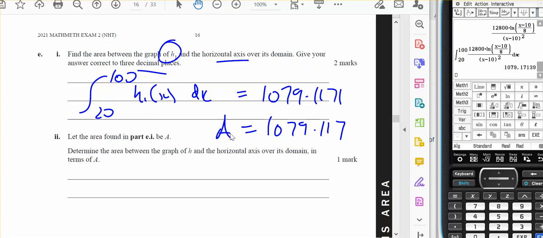So determine the area between h, what's going to be A on 2? It's going to be half of it, because we dilated by a factor of 2 to get this, therefore my original would have been A on 2.